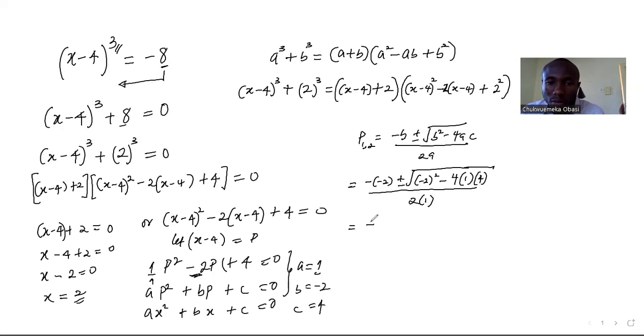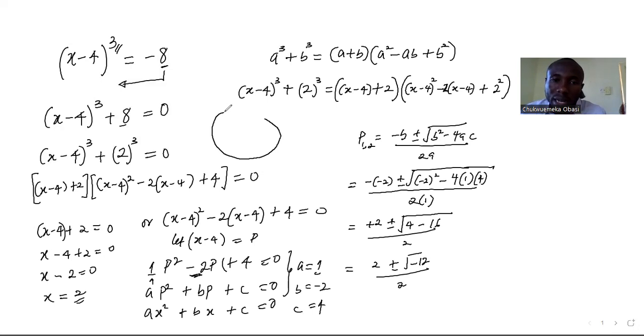So you have minus -2 is +2, then plus or minus the square root of -2 squared is 4, minus times minus is positive. So you have 4 times 4 is 16. So you have -16 here, all divided by 2. And so, very fast, I have 2 plus or minus. Here will give me -12, all divided by 2. Now, of course, you know how to simplify these.